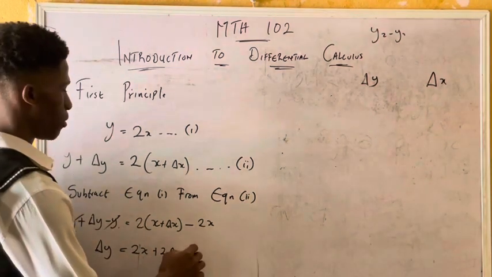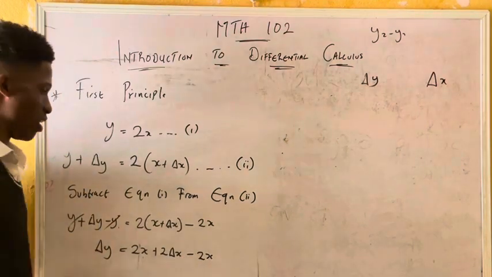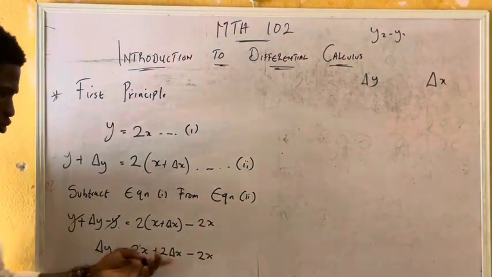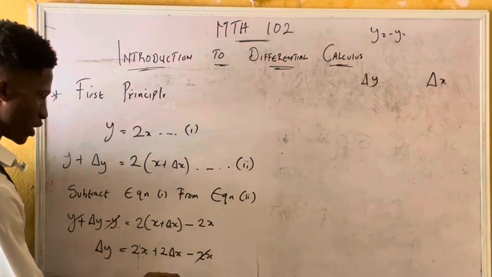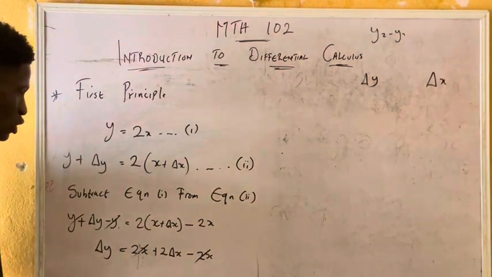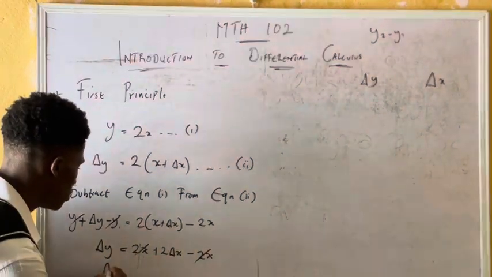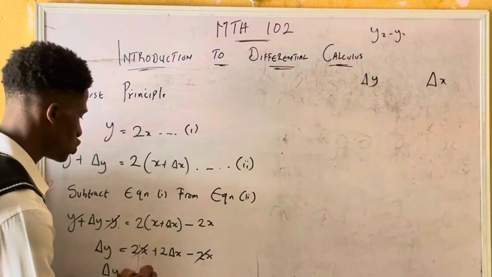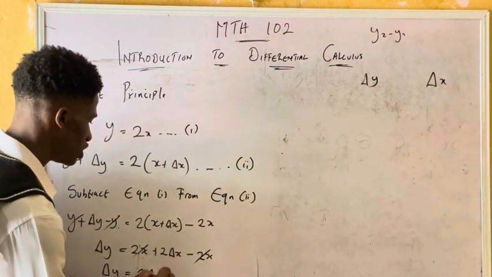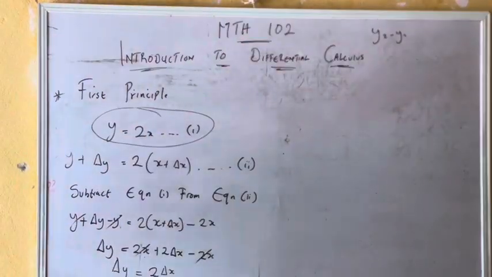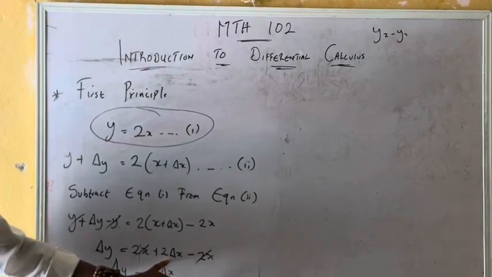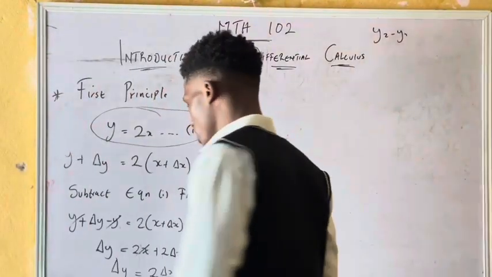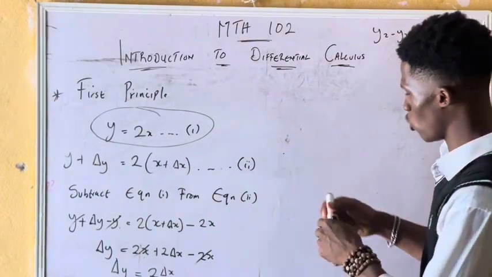minus 2x. Can anything cancel here? Just take a look at it. Can anything cancel here? Yes. This is minus 2x, this is 2x. So what are we having here? We're having change in y is equal to 2 change in x. Alright, so this is change in y is equal to, the only thing that is left here is 2 change in x, okay? 2 change in x. Now, let's go up there.